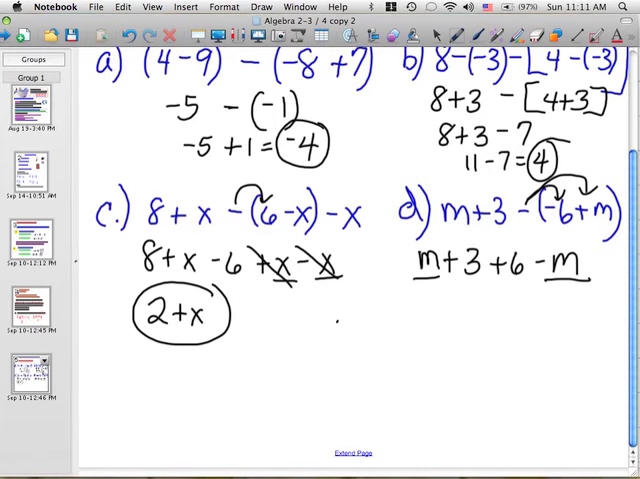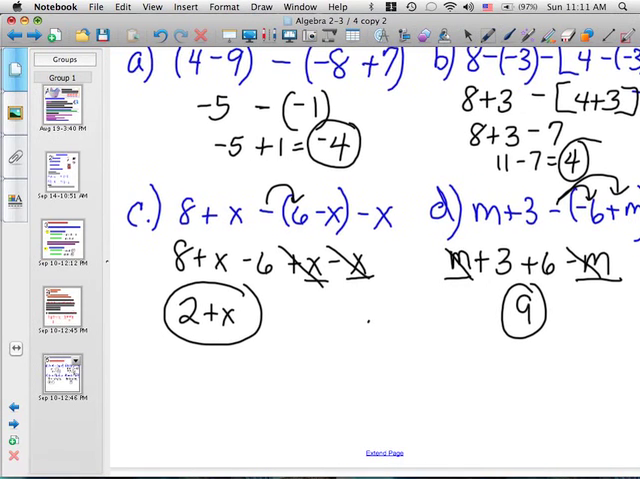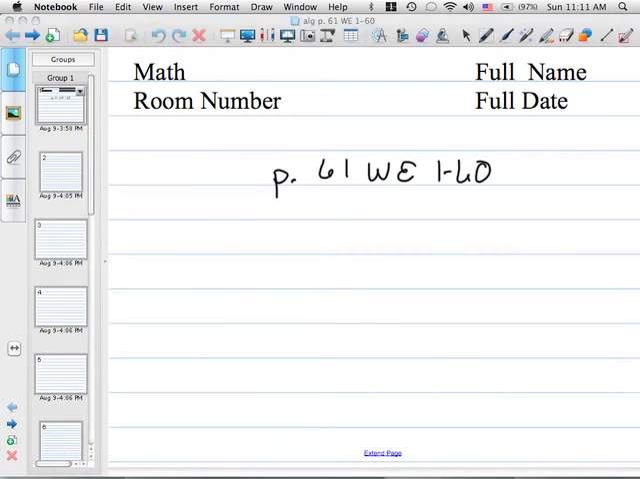In the last example, bring down the m plus 3. Take the opposite of everything inside. So the opposite of negative 6 is 6, and the opposite of m is negative m. M and negative m, or the opposite of m, make 0, so our answer is 9.